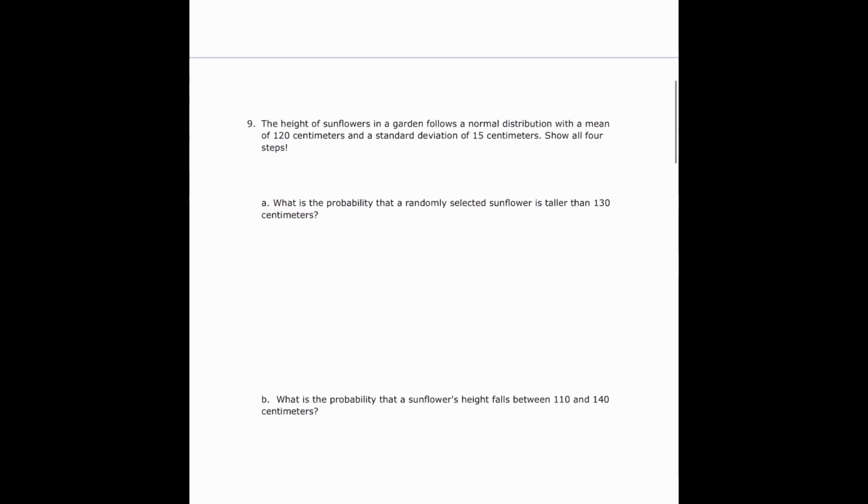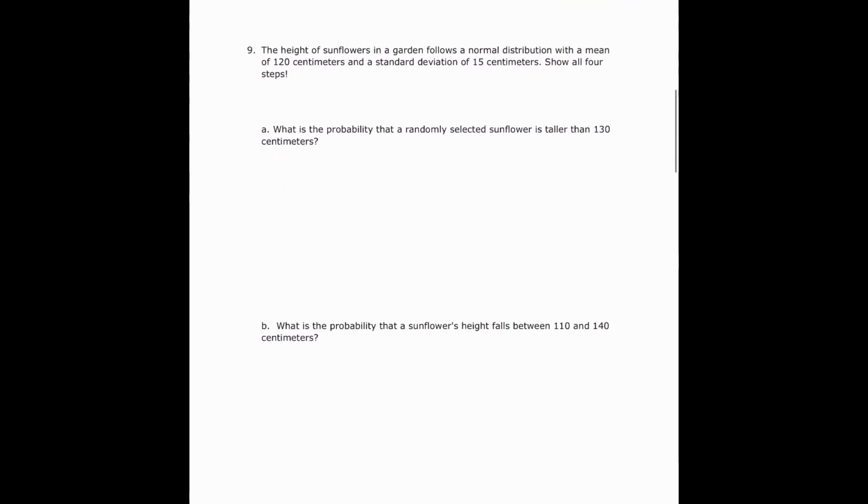The next question, number 9. The height of sunflowers in a garden follows a normal distribution with a mean of 120 centimeters and a standard deviation of 15 centimeters. Show all 4 steps. Now we have the first question. A, what is the probability that a randomly selected sunflower is taller than 130 centimeters?